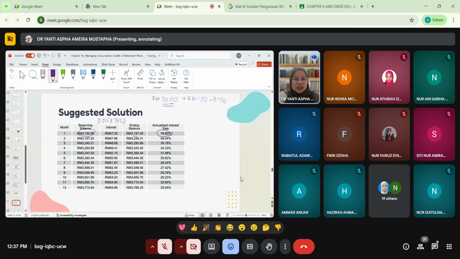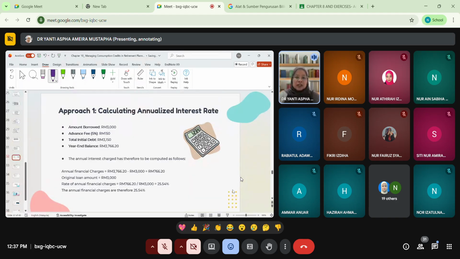Okay, so as we move further, you can see that annual rate will be reduced. So in the next few slides, they explain how to calculate. So approach 1, you calculate the annualized interest rate. So remember for 1 month, for 1 year, right? So 12 months. So amount borrowed is 3,000. Advance fee is 150 and the total initial debt is 3,150. And at the end of the year, the balance is 3,766.